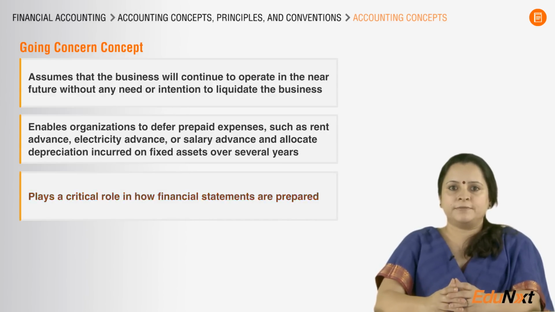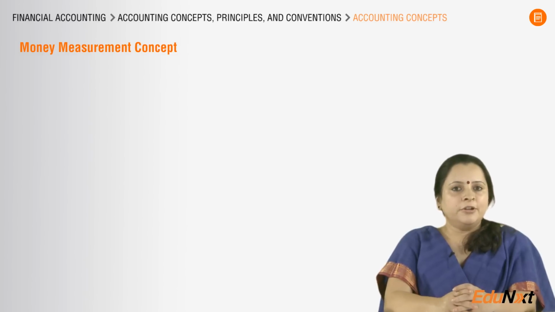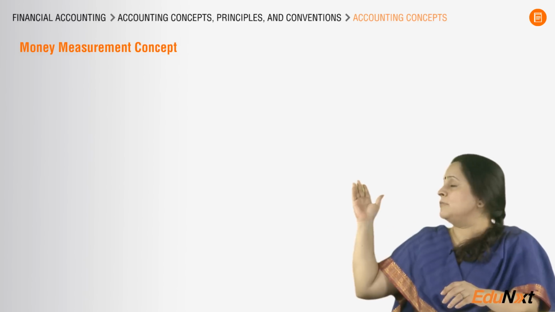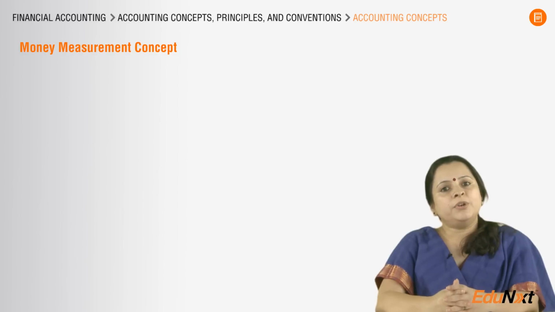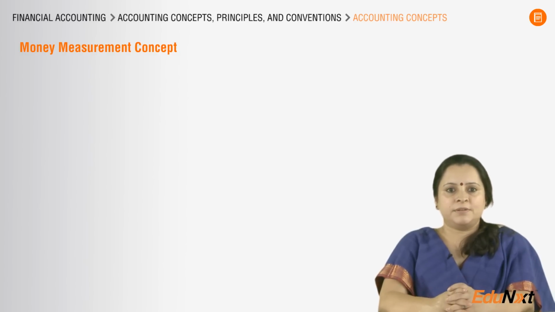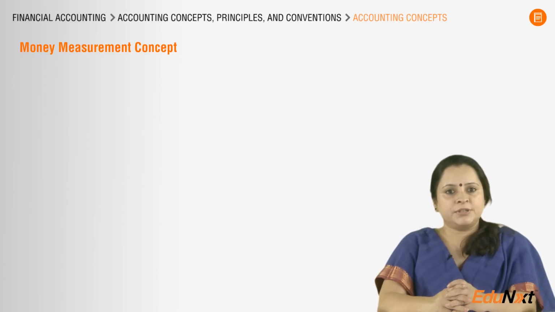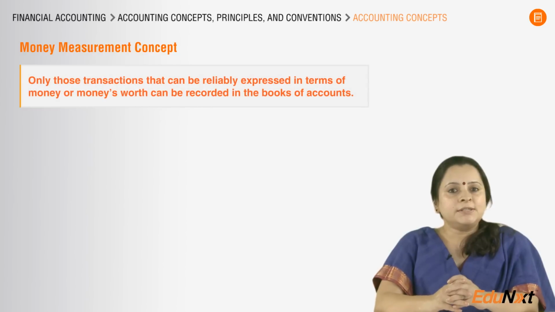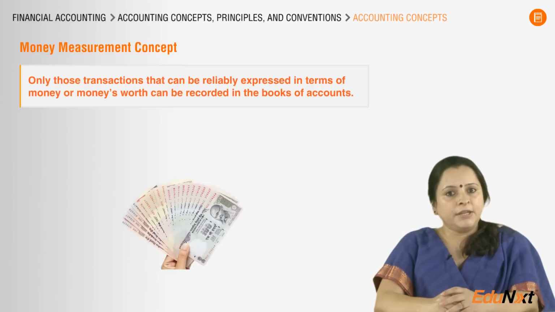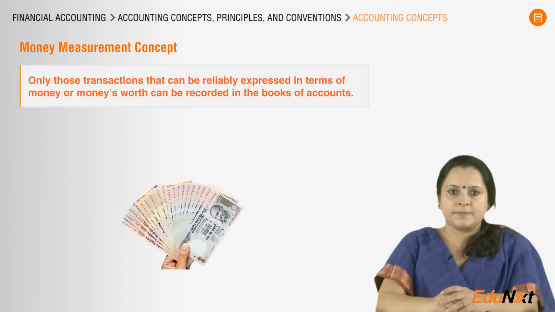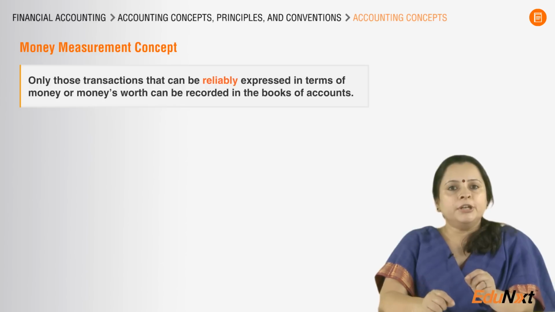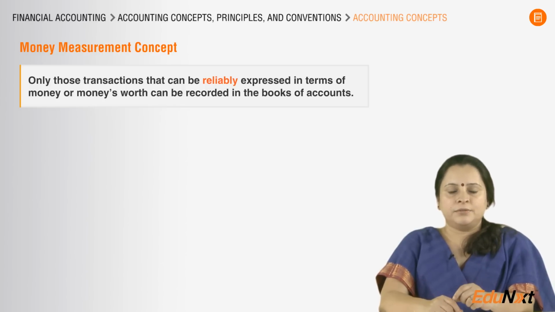The third concept that we are going to look at is, as you can see on your screen, what is known as the money measurement concept. This concept is also known as materiality concept. Now, according to this concept, only transactions that can be reliably expressed in terms of money or money's worth can be recorded in the books of accounts. Note the use of the term reliably in the definition.